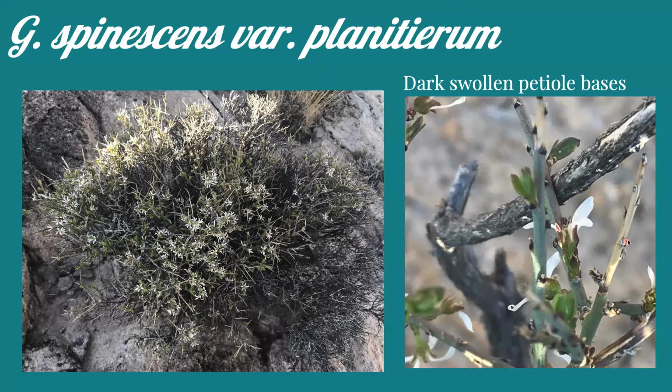variety has these massive, like just large, swollen, dark petiole bases. So you can see the leaves have fallen off, but they still stay on. These ones are a little discolored because they're old, but they still stay on and they're super, super swollen. It also keeps its leaves. It's still pretty spiny, just like spinescens, but it'll keep its leaves versus that one. That one will drop its leaves pretty early, and the leaves are not as large as in aridum.